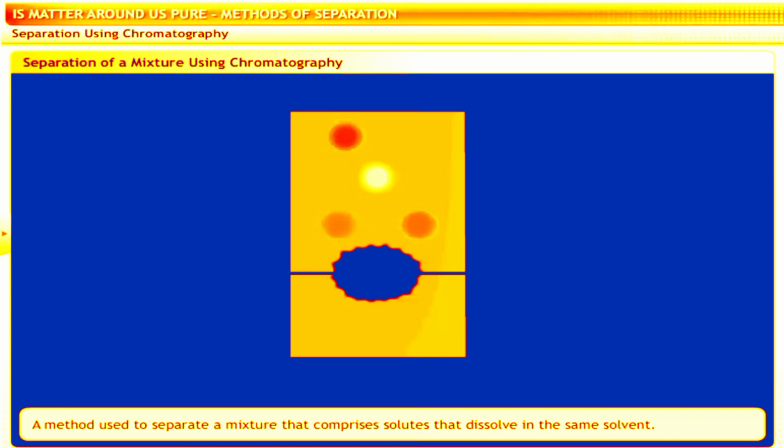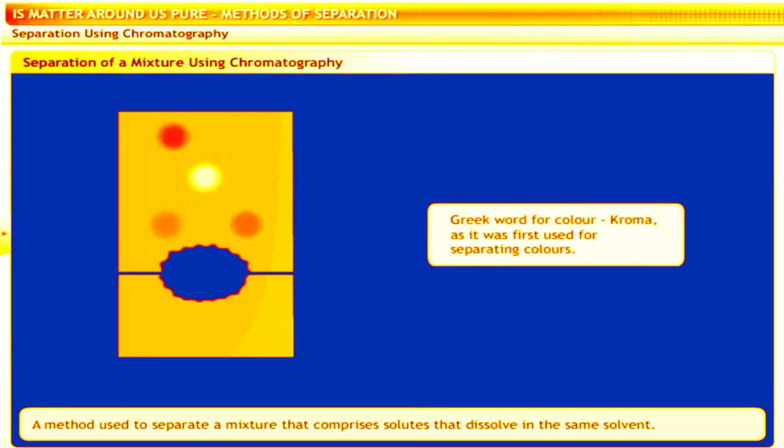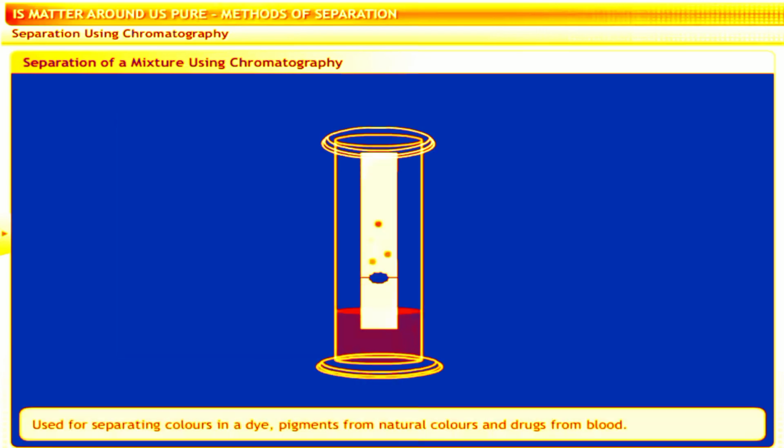This process of separation is called chromatography. This method gets its name from the Greek word for color, chroma, as it was first used for separating colors. Chromatography is specifically used to separate a mixture that comprises solutes that dissolve in the same solvent. The technique we have just seen of using paper to separate the components of ink is referred to as paper chromatography. Chromatography is used for separating colors in a dye, pigments from natural colors, and drugs from blood.